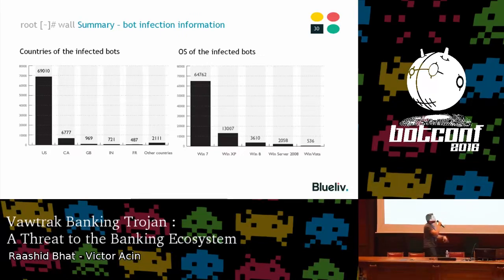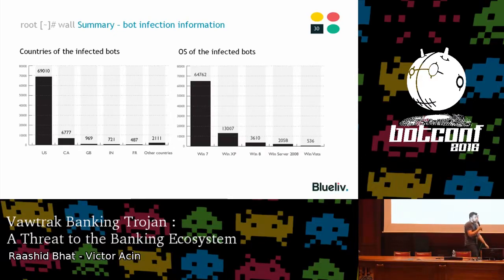These graphs here show the infections by operating system and by country. As you can see, the US is the most affected country. And the other countries, from the samples or the targets that we retrieved, aren't as affected as the US.